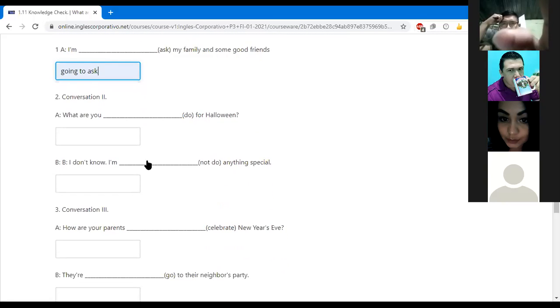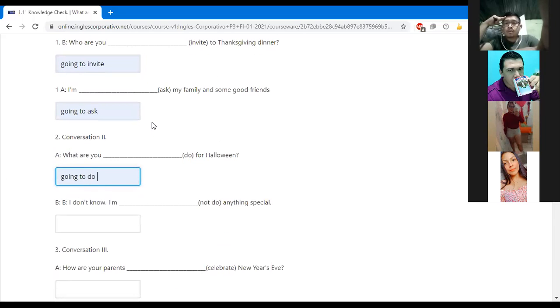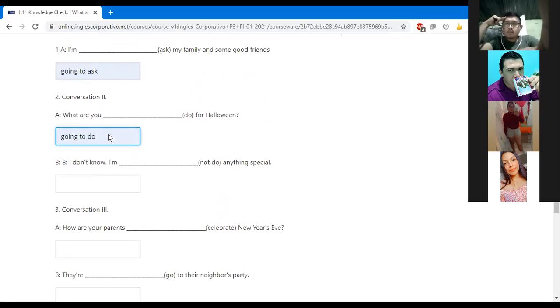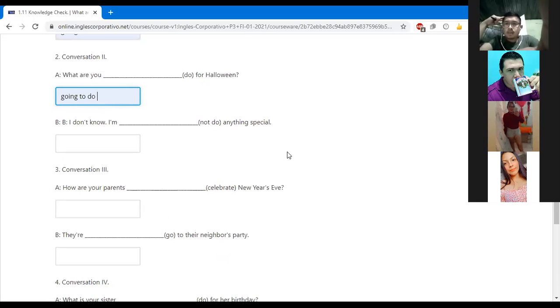Okay, what about the conversation two? What are you going to do for Halloween? Yes, remember that. Going to do. So we're missing going to. What do we have to write only? Going to. Okay, no, going to do, because it's in parentheses, yes. Okay, going to do. So we include the parentheses in the exercise. Porque a veces si no se incluye, sale mal la respuesta, aunque se esté pensando bien. Okay. What would be the negative form here? I'm not going to do anything special.